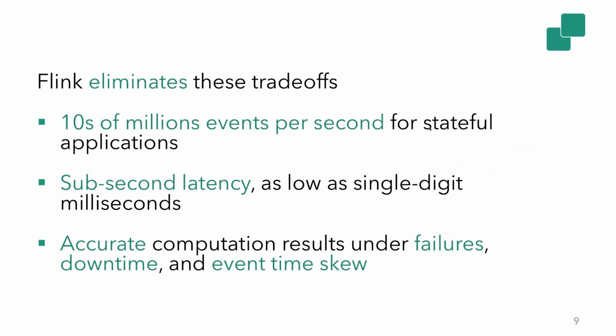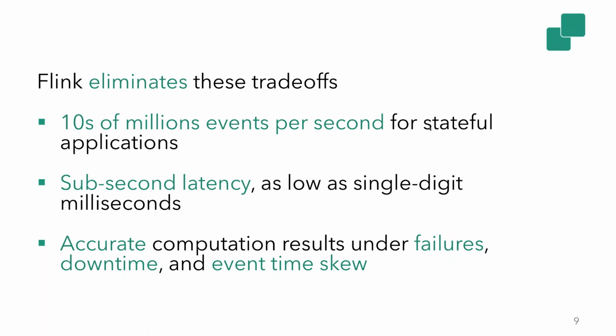We have clocked Flink to tens of millions of events per second for stateful applications. That was actually in a very small cluster, 10 nodes. At the same time, Flink can scale to thousands of nodes. That is happening in production right now, for example, at Alibaba. You can get sub-second latency, and you can tune that as low as single-digit milliseconds for your application. And you can get accurate computation results under a variety of scenarios.